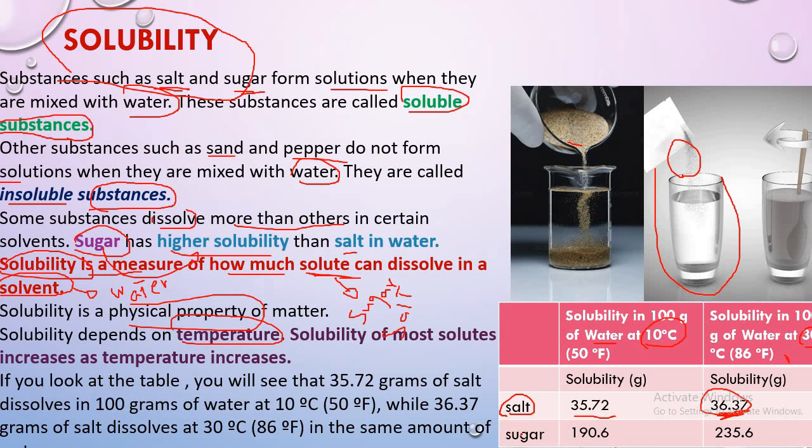Which one, salt or sugar, has a higher solubility? Excellent, sugar, equal to 190. So sugar has a higher solubility than salt.